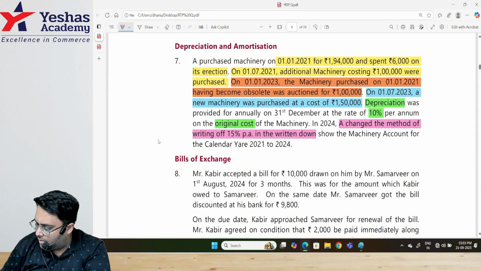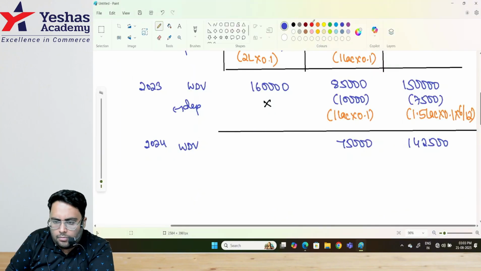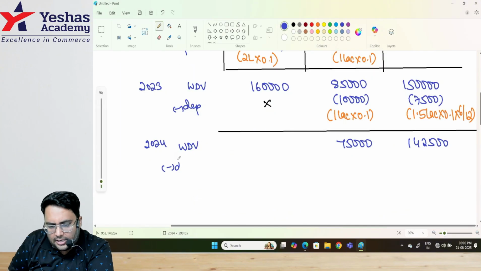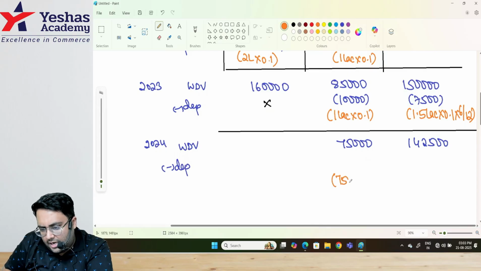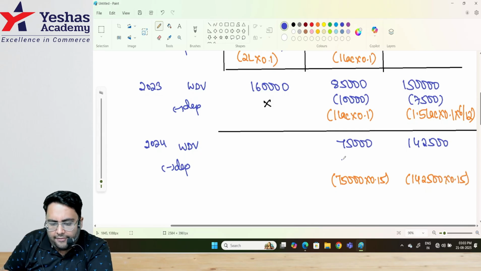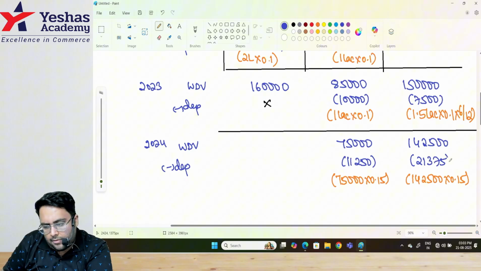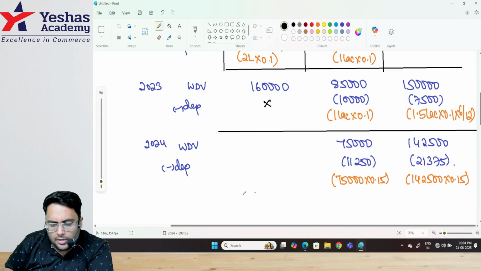15%, right? Yes, sir. Okay. So below this, I will say less depreciation for M2, 75,000 into 0.15. For M3, 142,500 into 0.15. Kitna? 11,250 and 21,375. What do you get?